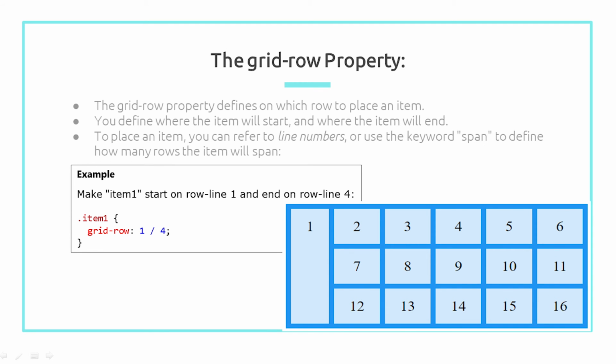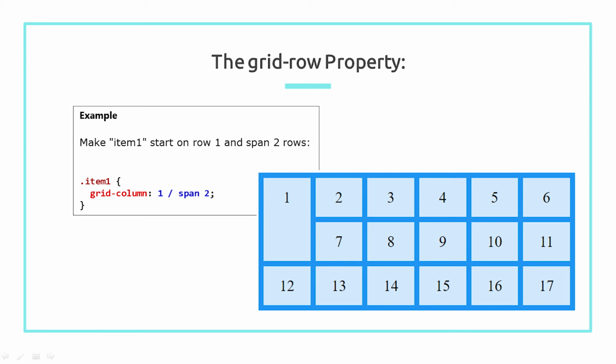The grid-row property. The grid-row property defines on which row to place an item. You define where the item will start and where the item will end. To place an item, you can refer to line numbers or use the keyword span to define how many rows the item will span. Example. Make item 1 start on row line 1 and end on row line 4. Example. Make item 1 start on row 1 and span 2 rows.